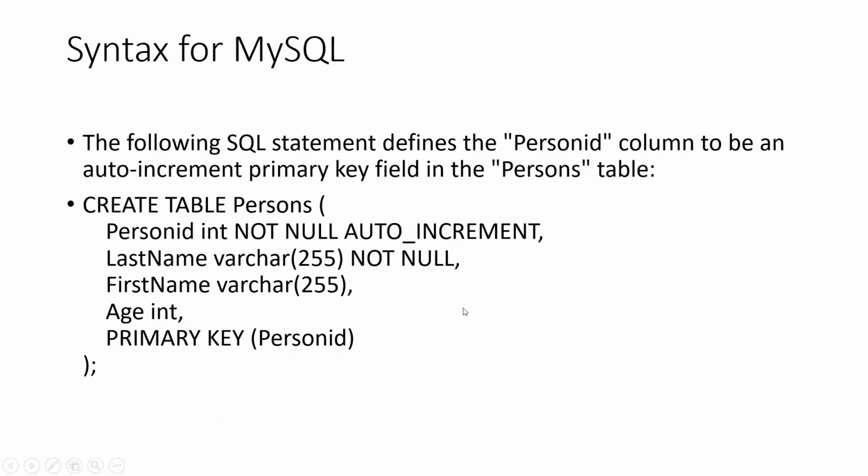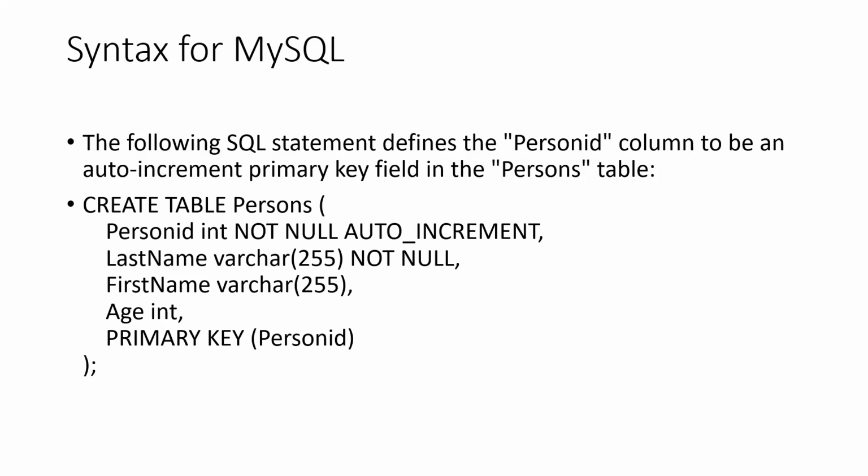Okay. Syntax for auto increment. The following SQL statement defines the person ID column to be an auto increment primary key field in the persons table. So the table name is persons. There are four attributes available. First one is person ID. Second one is last name. Third one is first name. Fourth attribute is age.